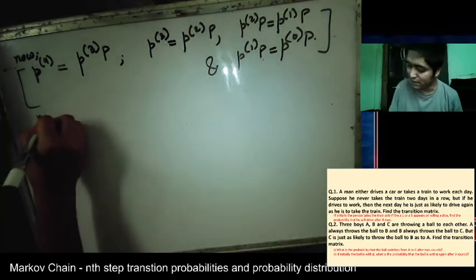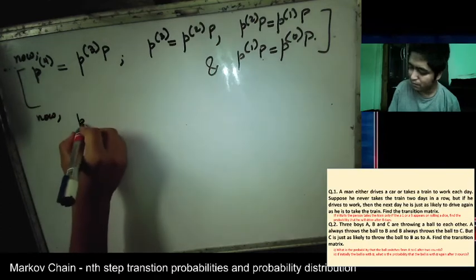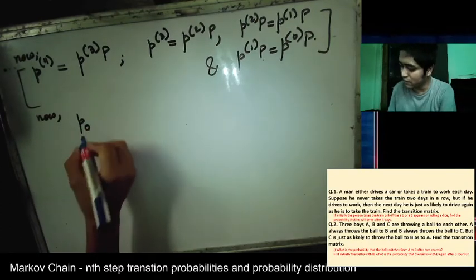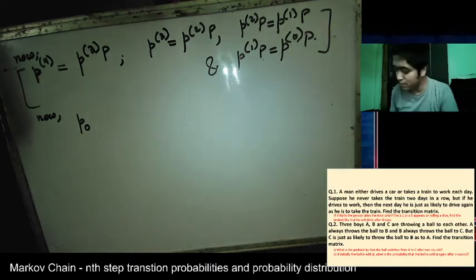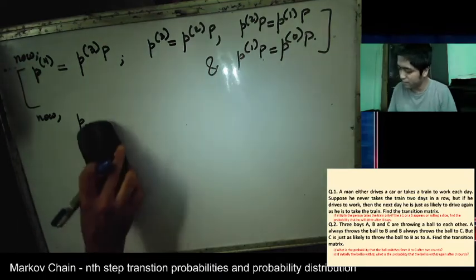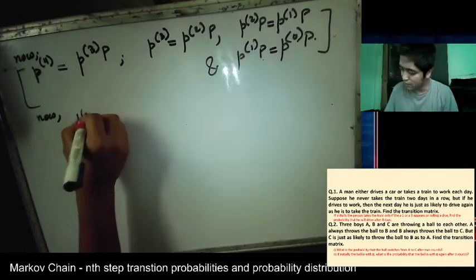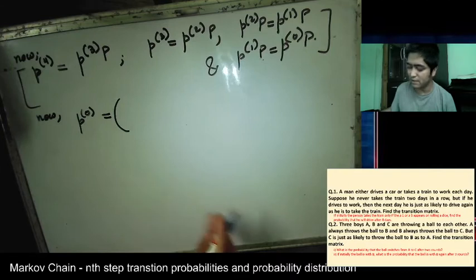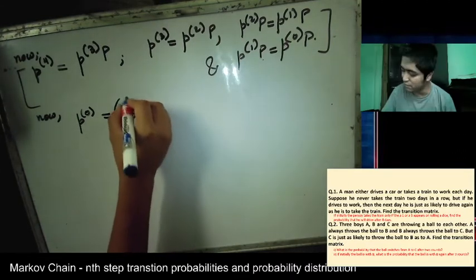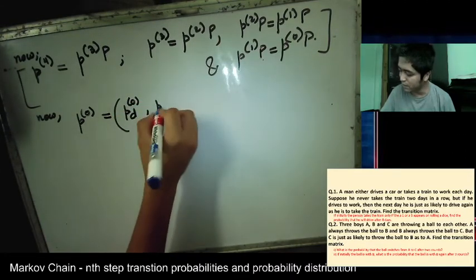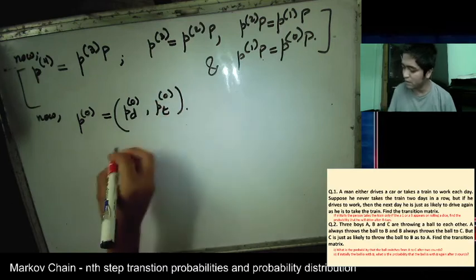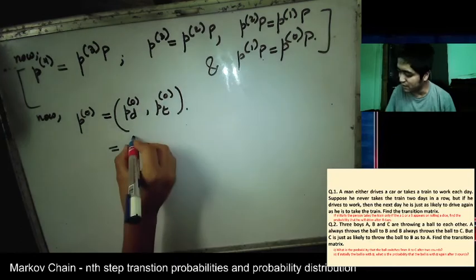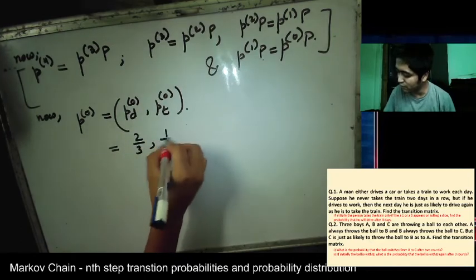So we have found P0. P0 is equal to PD0, PT0, and we have seen that it is 2 by 3, 1 by 3.